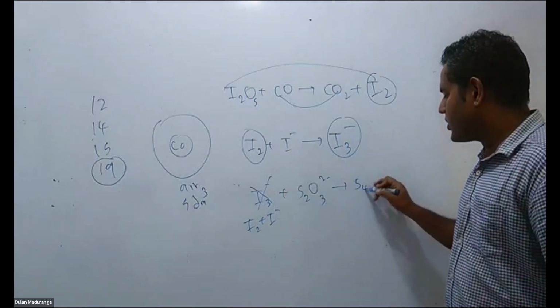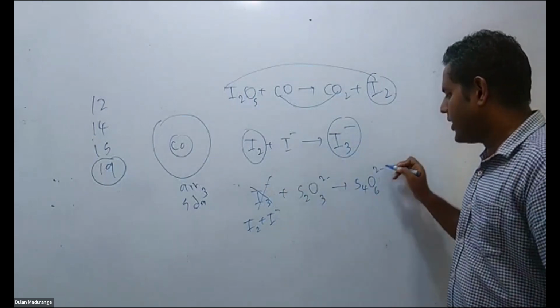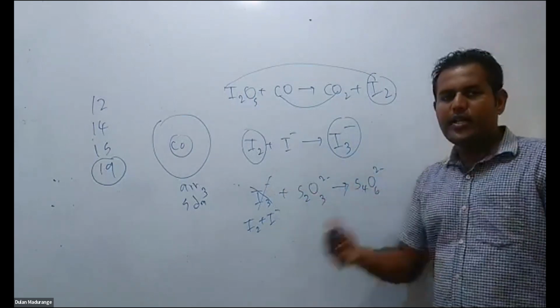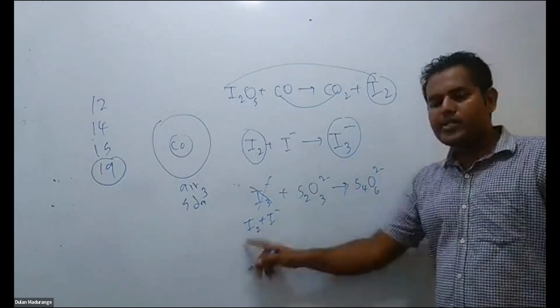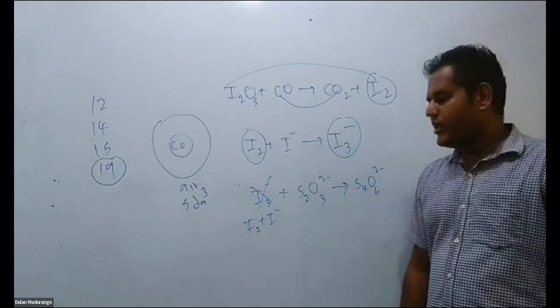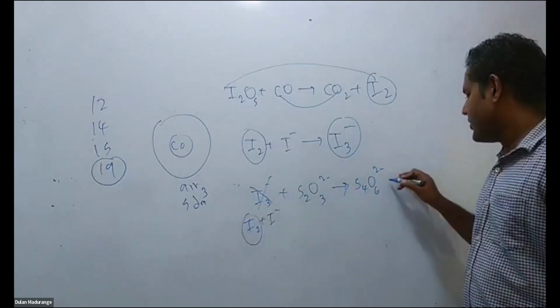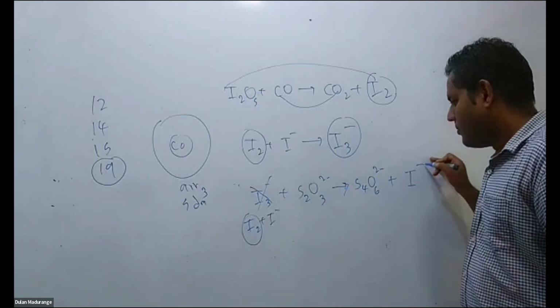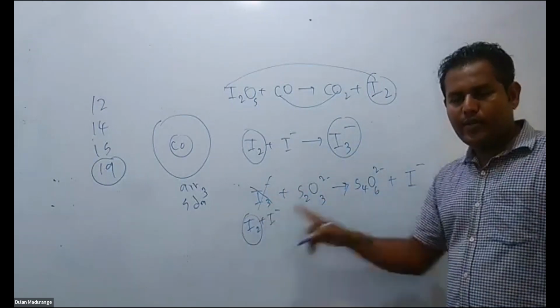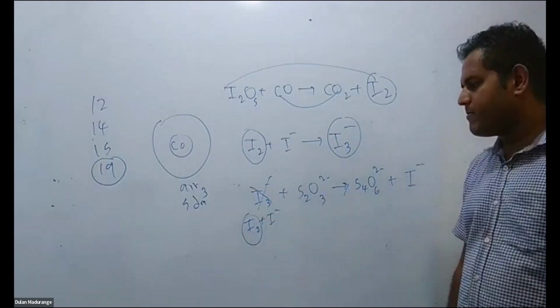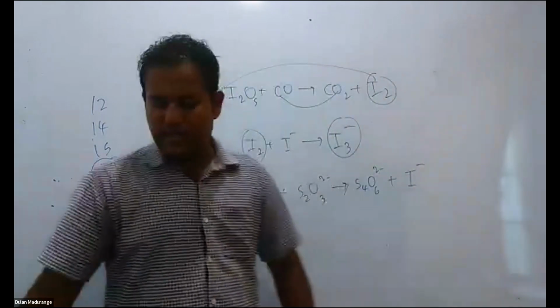S2O3 2- will oxidize to S4O6 2-. එහෙනම් මේක oxidation. ඒ නිසා අයින් තමයි reduce වෙන්නේ. I2 තමයි reduce වෙන්නේ I minus වලට. අන්තිමට මෙතන I3 minus හිටියත් I2 තමයි I minus වලට reduce වෙන්නේ. ඔන්න ඕකයි. මම equation balance කරන්නම්.